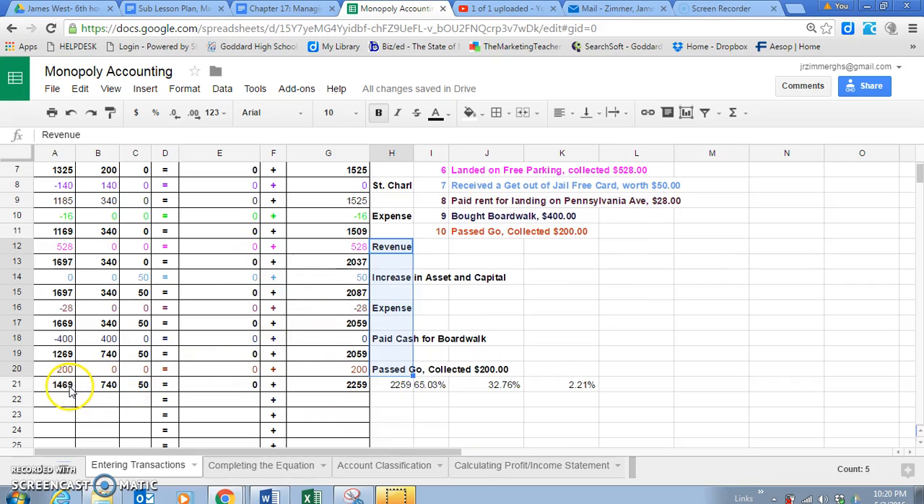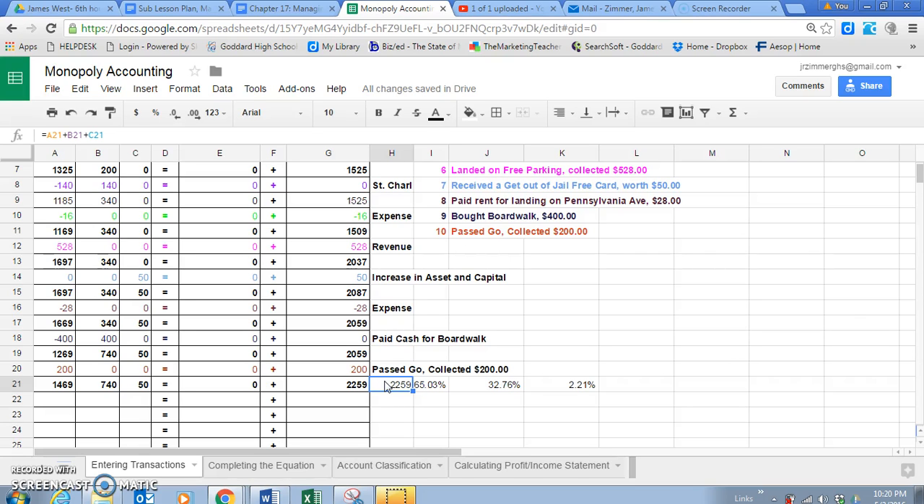At the end, when you total your assets, the 1469, 740, and 50, it should equal 2259. On the outside, you should see if there's a formula. You should put a formula out here to see if they equal. So what I like to do, this actually says 2259 for me to check if my three assets equal that. That's one way to do it.